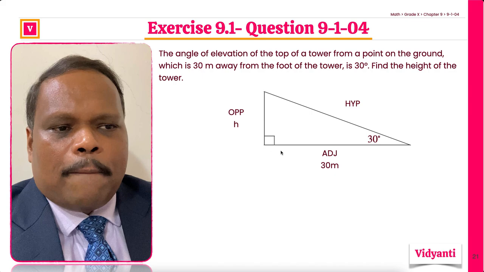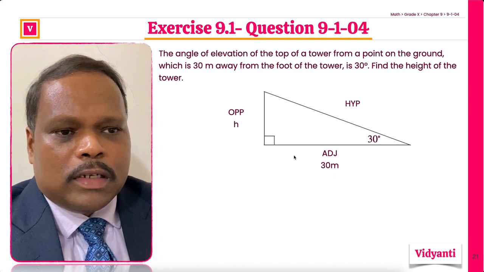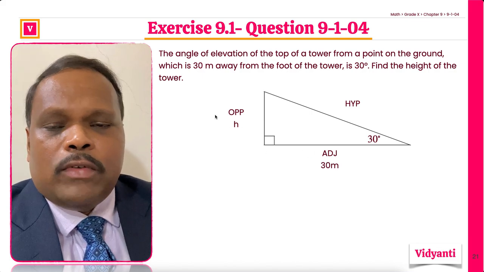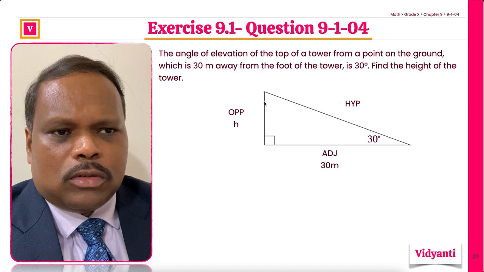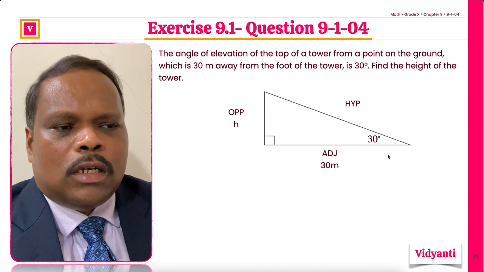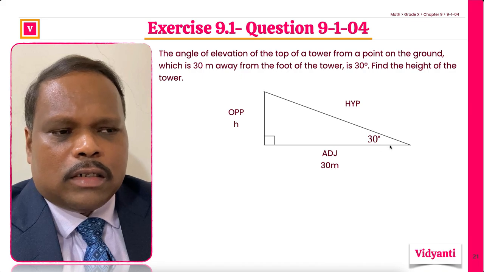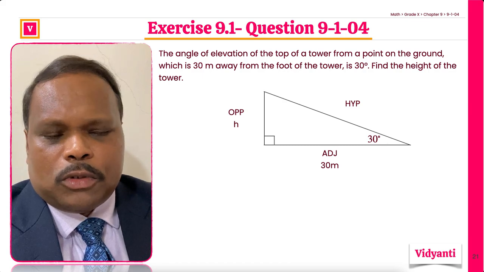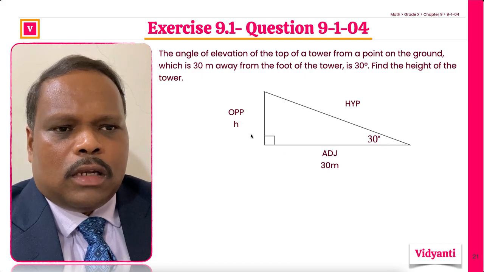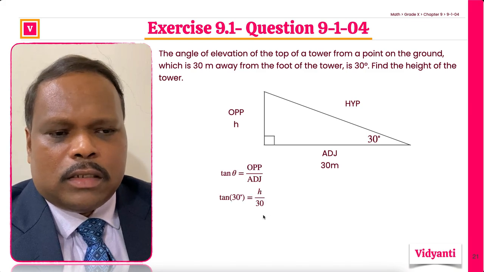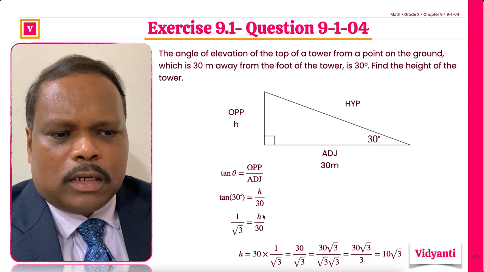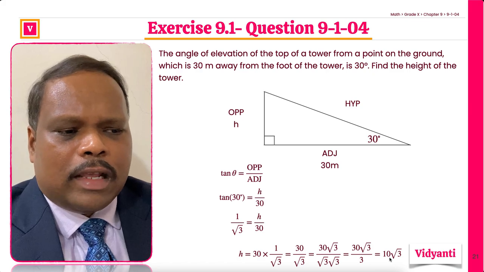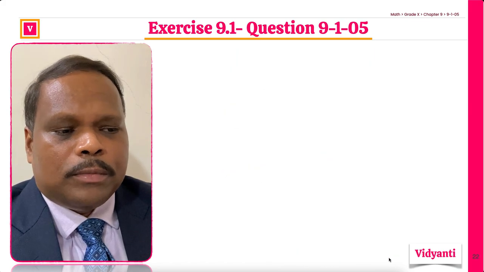So now we know the adjacent, which is 30. Why? Because the person is standing 30 meters away from the foot of the tower. So this adjacent is completely known. And we are interested in the opposite, which is the height h of the tower, which we don't know. So we are trying to correlate opposite with adjacent, and that would be the tan ratio. Tan is opposite over adjacent, so this will be h divided by 30. Tan of 30 is 1 over root 3, so h by 30 is 1 over root 3. Now we can do the cross multiplication, rationalization, and our final answer will come out to be 10 root 3.